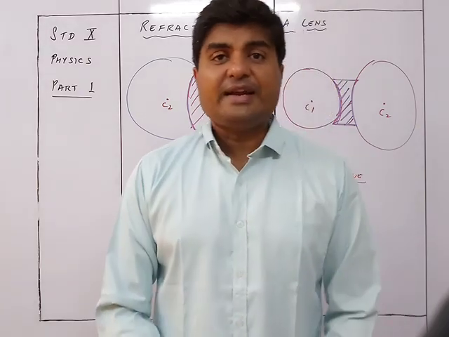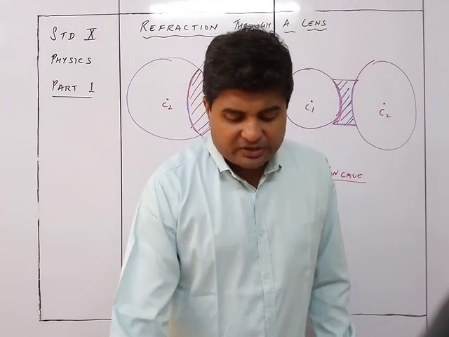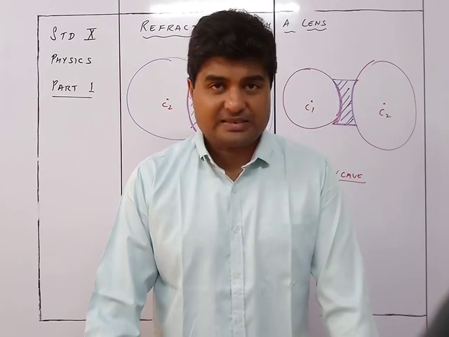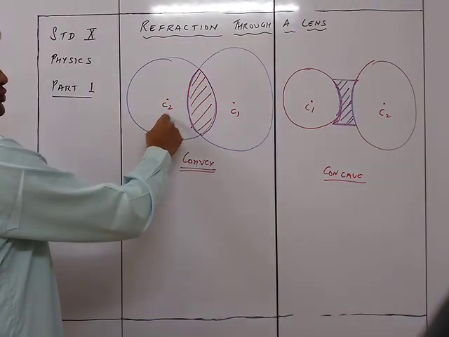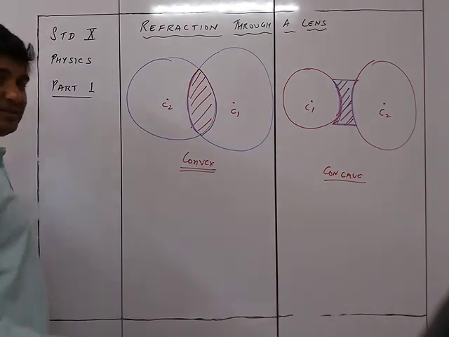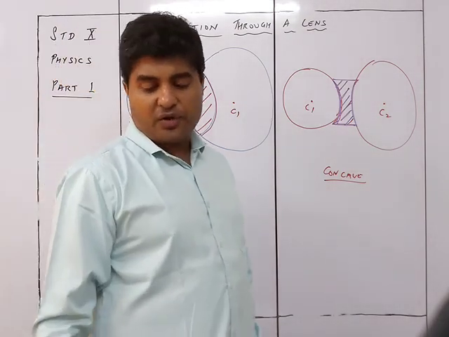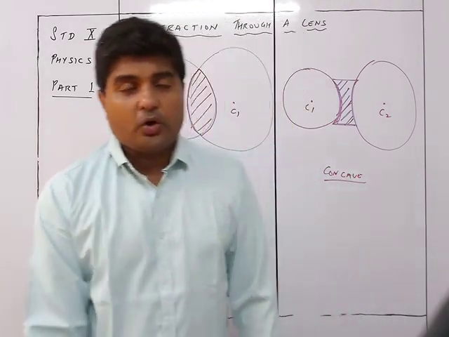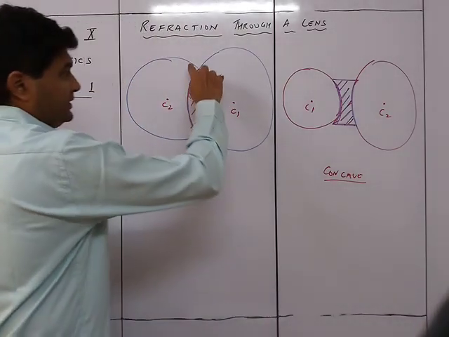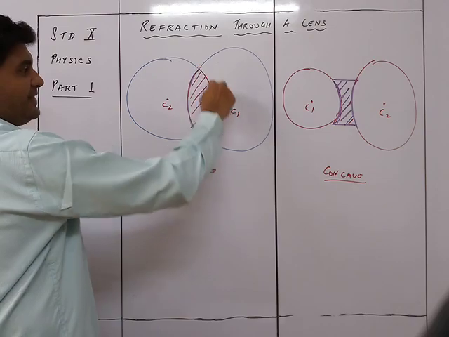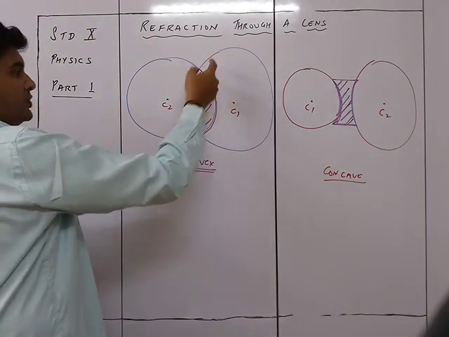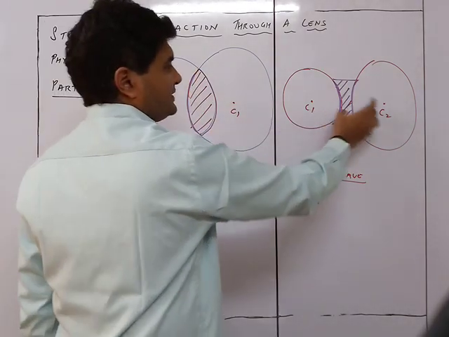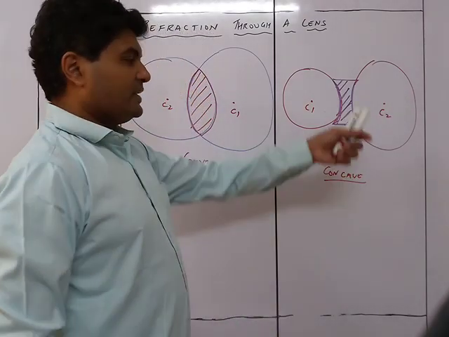That's why we define the center of curvature as the center of the sphere whose part is a lens surface, called the center of curvature of that surface of that lens. That is why we always have two centers over here, because it has two curvatures. One on this side, this one is the first circle, but it is on this side, so C2, and because this is the front part, this is C1. Here both are separate, so this is C1 and this is C2. These two are the centers of curvature.